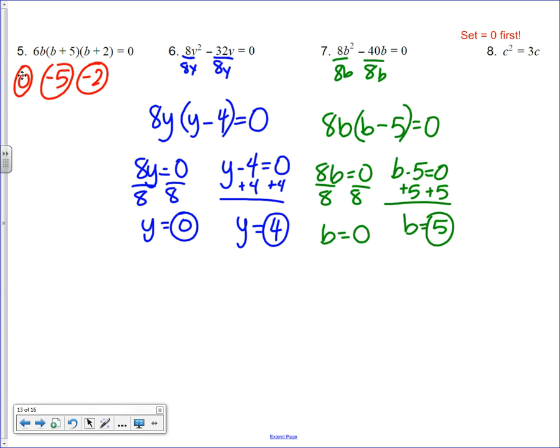How do I move this 3c over? It's positive, isn't it? So to move it over, I would subtract it. Now, do the c squareds and the c's go together? They don't. So you're going to leave it as c squared minus 3c and then equals 0.